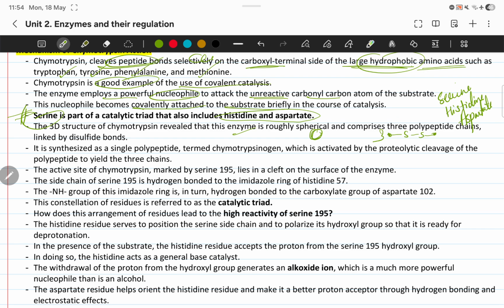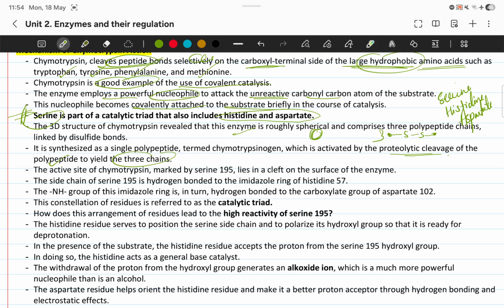It is synthesized as a single polypeptide termed chymotrypsinogen, which is activated by proteolytic cleavage of the polypeptide to yield the three chains. The active site of chymotrypsin, marked by serine 195, lies in a cleft on the surface of the enzyme.